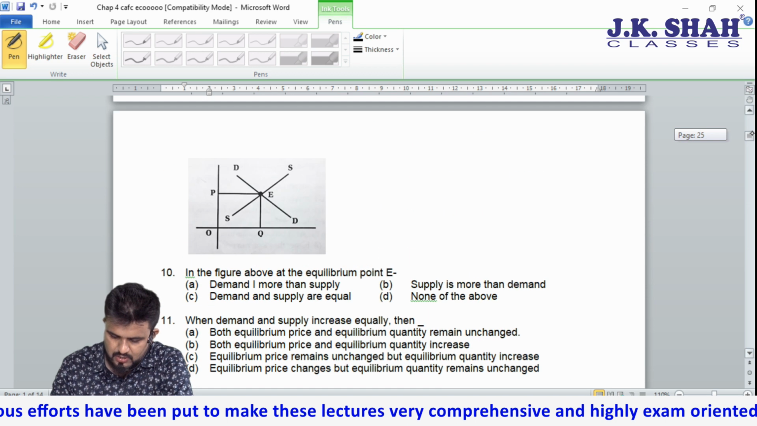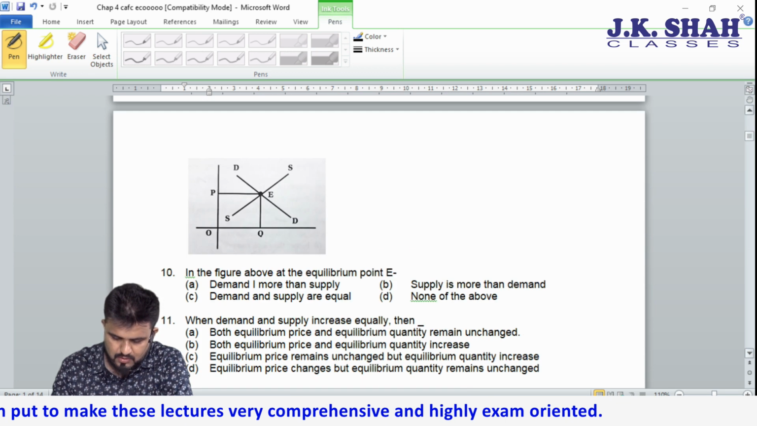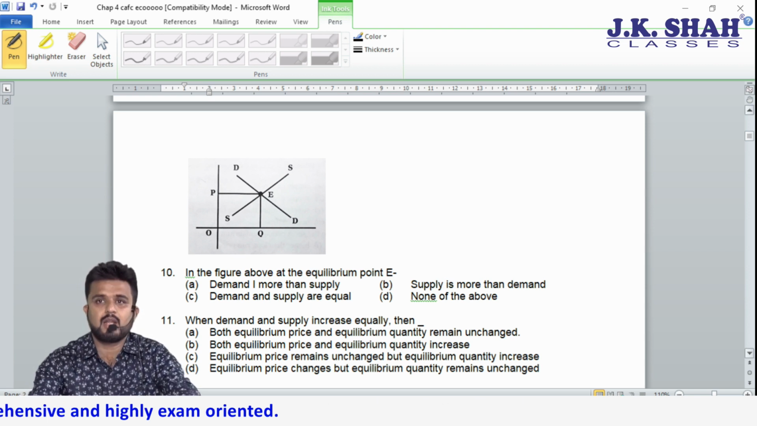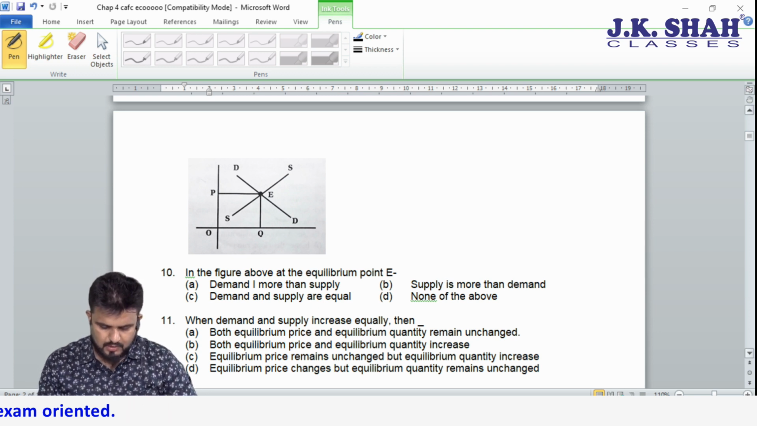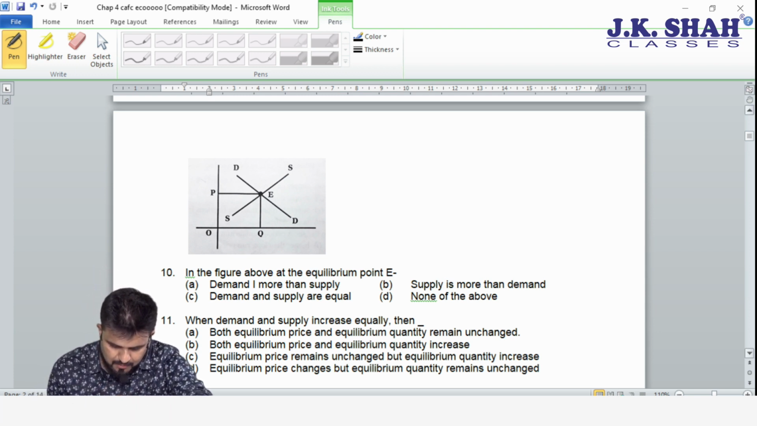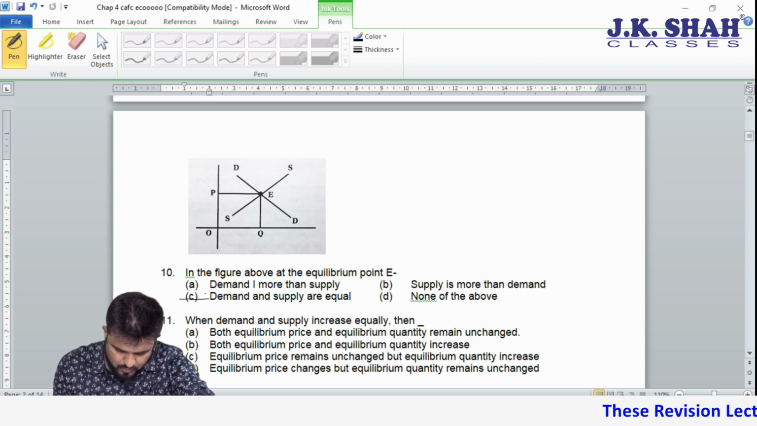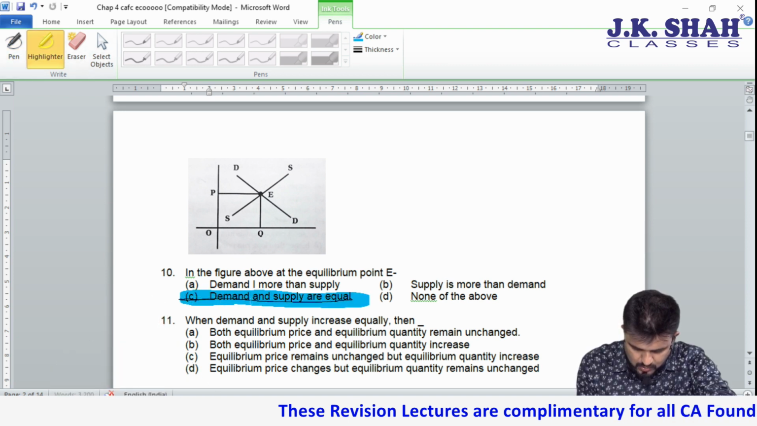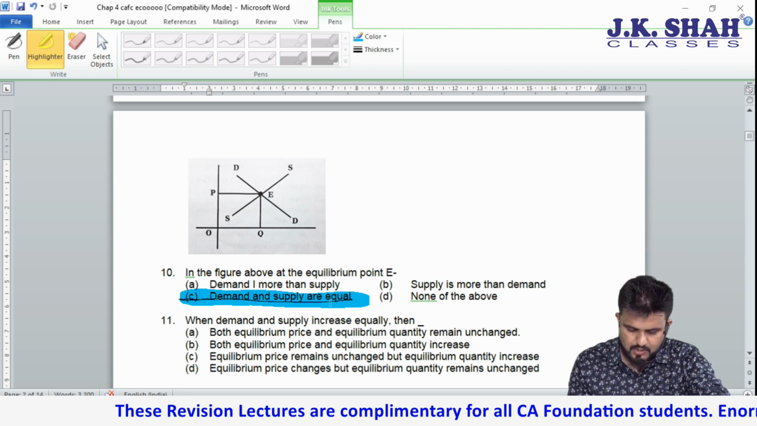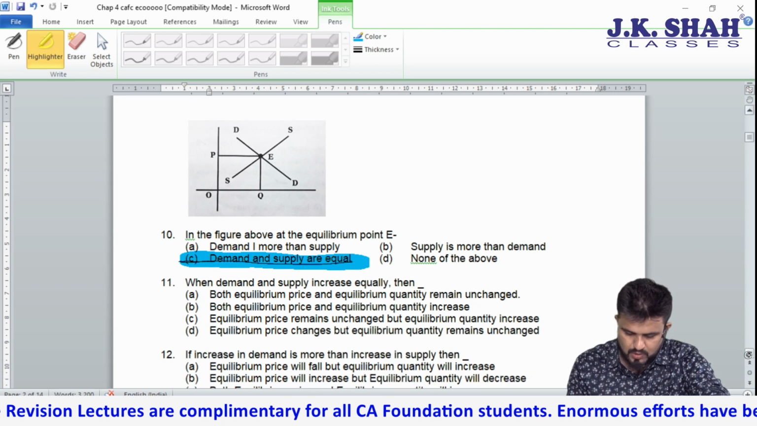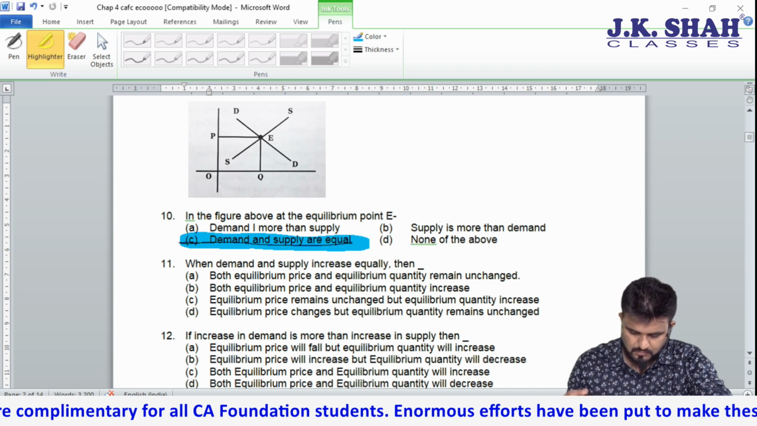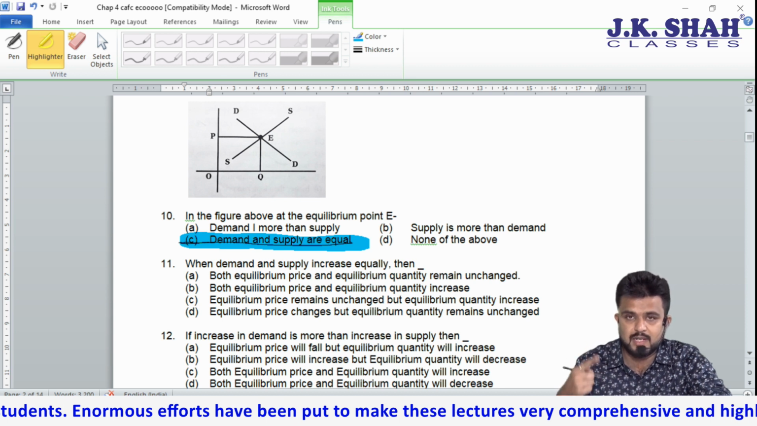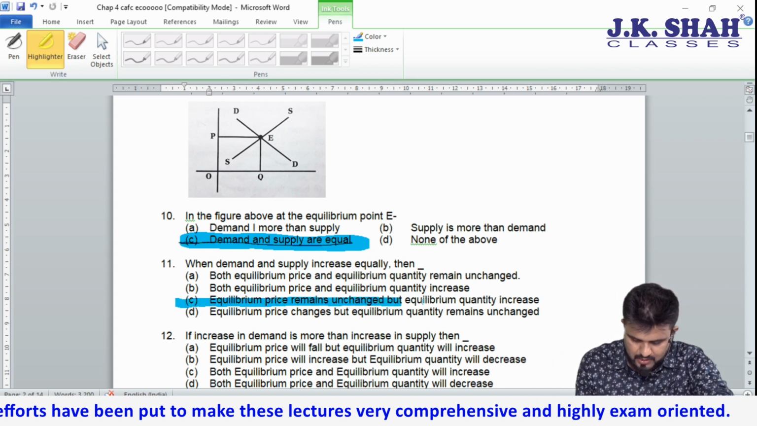Now let's move to the next. In the figure above, at the equilibrium point E, can I say demand is equal to supply? What will be the answer? Demand and supply, they both are equal. Next, when demand and supply increase equally, we have done the diagrams. What will happen? Price will remain the same, but quantity, demand and supply both will increase. Correct answer is C.